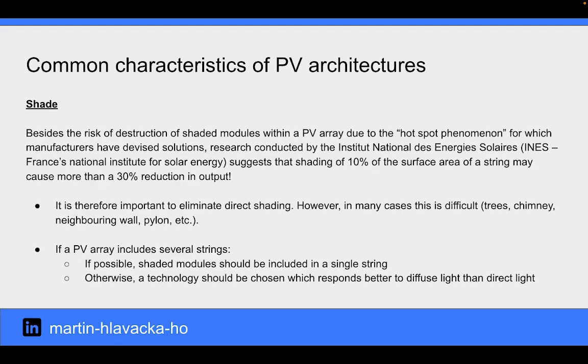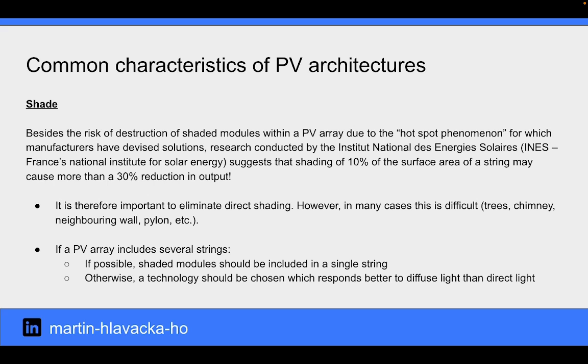Besides the risk of destruction of shaded modules within a PV array due to the hotspot phenomenon, for which manufacturers have devised solutions, research conducted by France's National Institute for Solar Energy suggests that shading of 10% of the surface area of a string may cause more than a 30% reduction in output. It is therefore important to eliminate direct shading.